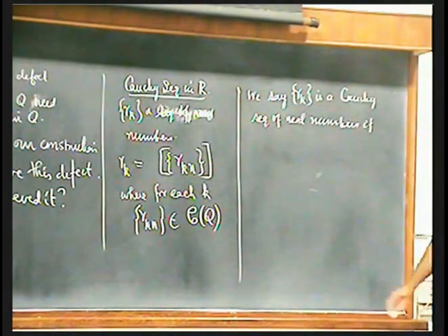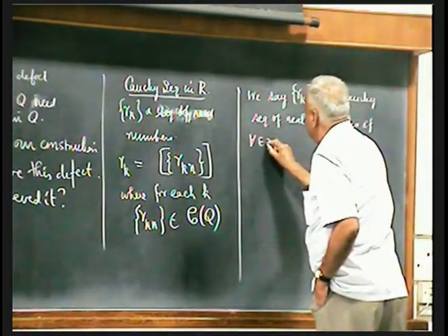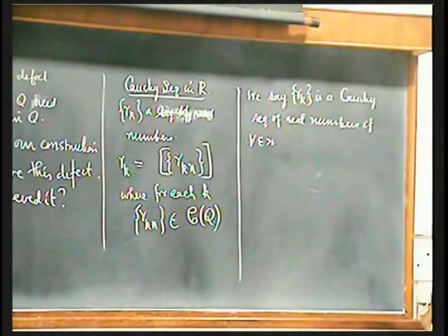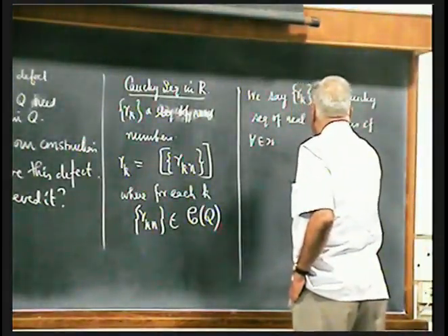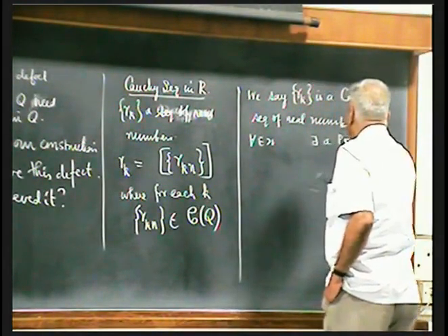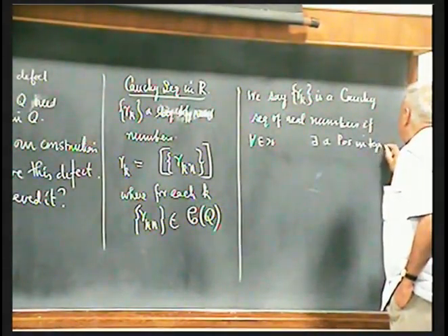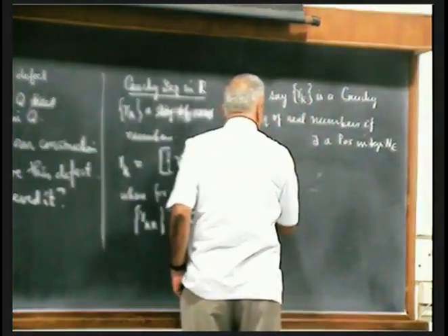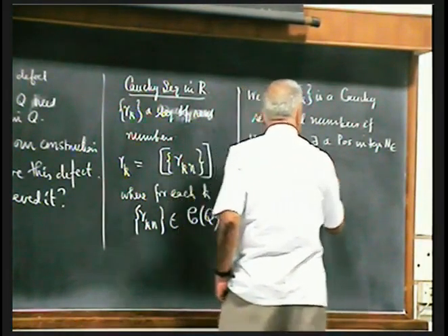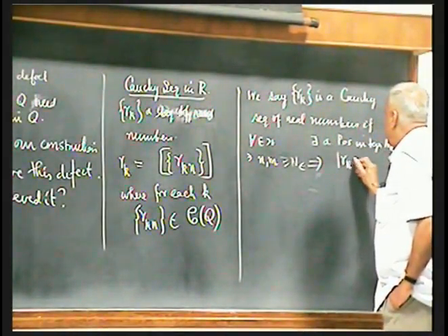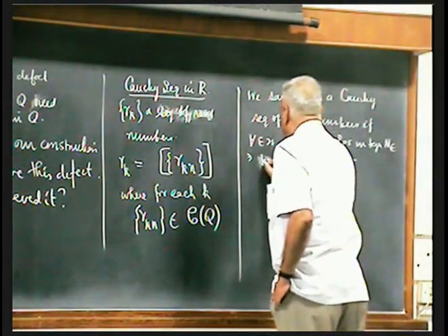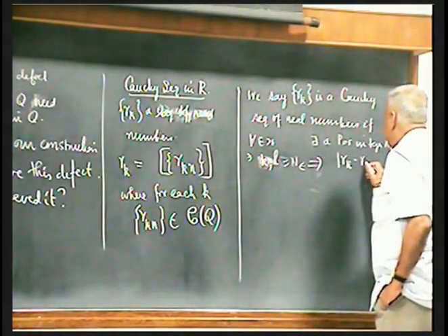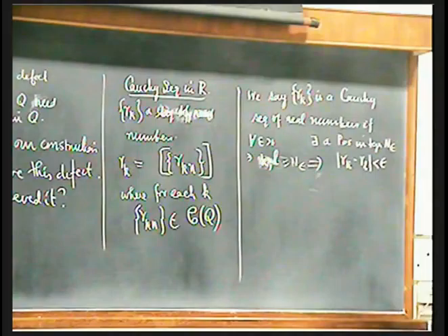If for every epsilon positive, there exists a positive integer n epsilon, so that beyond that stage you go and see the difference between the real numbers will be less than epsilon. So such that k and l greater than or equal to n epsilon implies mod Rk minus Rl is less than epsilon.